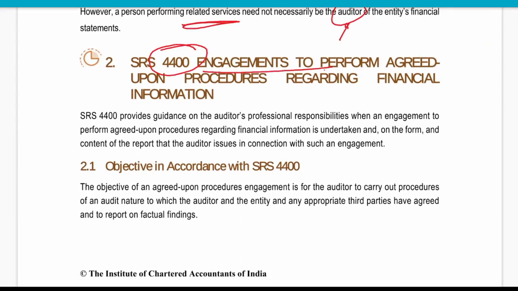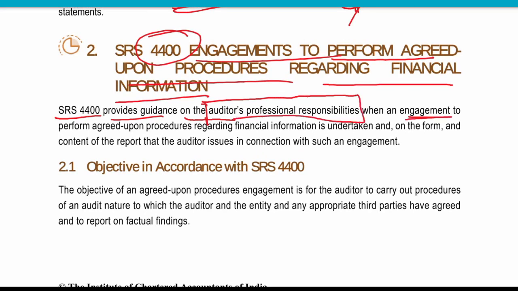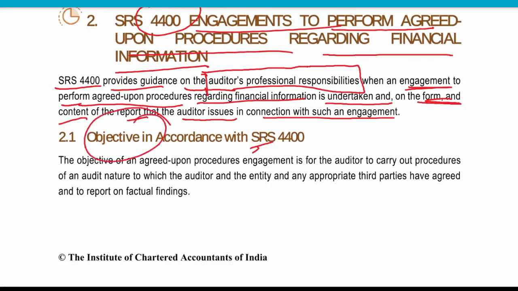4400, engagement to perform agreed upon procedures regarding financial information. SRS 4400 provides guidance on the auditor's professional responsibility when an engagement to perform agreed upon procedures regarding financial information is undertaken, and on the content of the report that the auditor issues in connection with such an engagement. Now, what is the objective of this particular SRS?